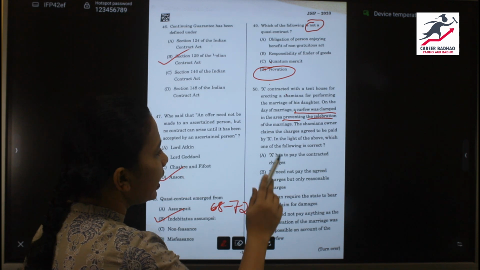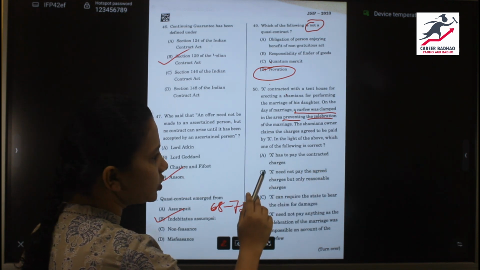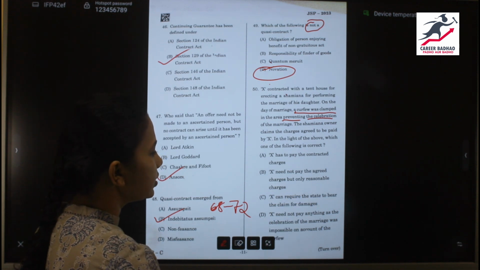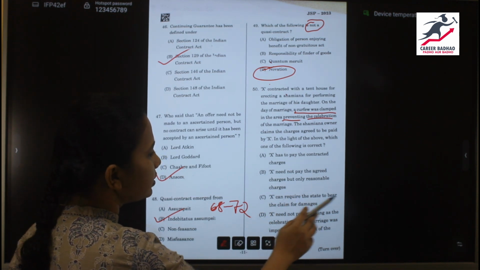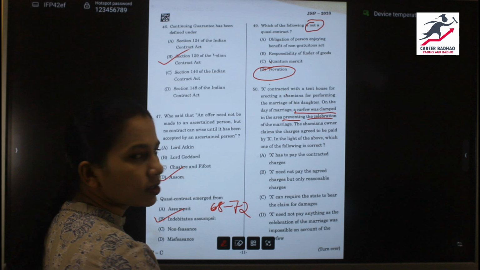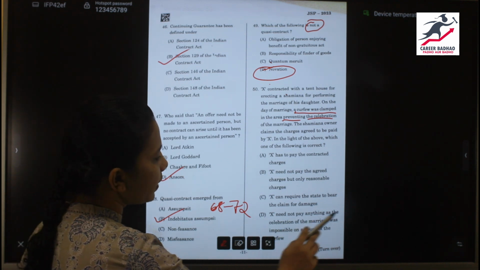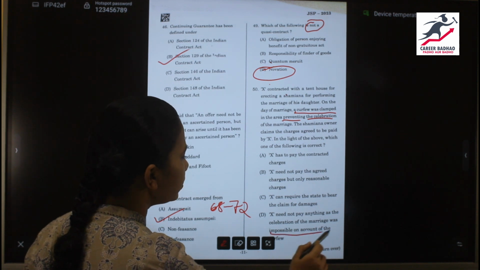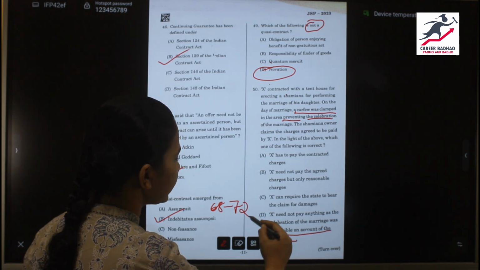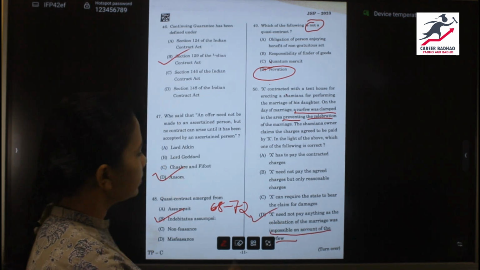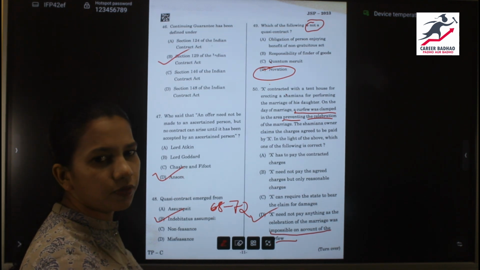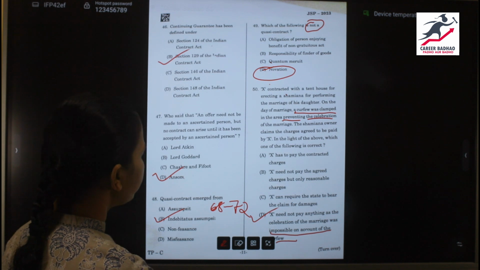So, let's see which option is the correct one. Option number A, X has to pay the contracted charges. Option B, X need not pay the agreed charges but only reasonable charges. Option number C, X can require the state to bear the claim for damages. Option number D, X need not pay anything as the celebration of the marriage was impossible on account of the curfew. So, the correct answer is option number D. This is based on section number 56 of Indian Contract Act, that is the doctrine of frustration of contract. Let's move to another question.